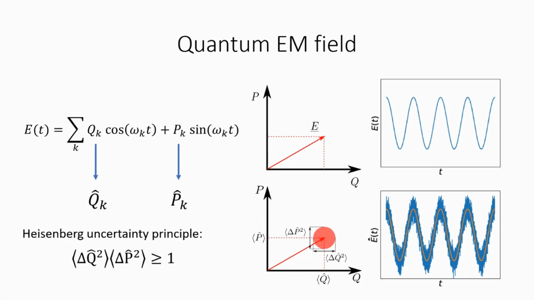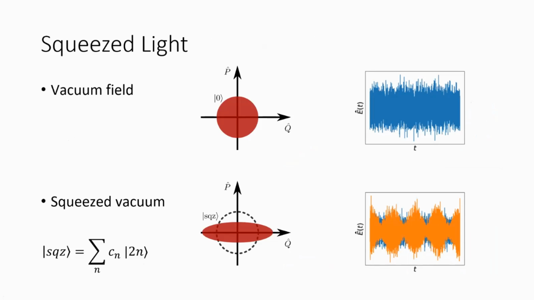Now, even for a state of light where there's no photon, for vacuum, there is some uncertainty in these quadratures, and that means there's some intrinsic noise in the electric field. And that brings me to what a squeezed state is.